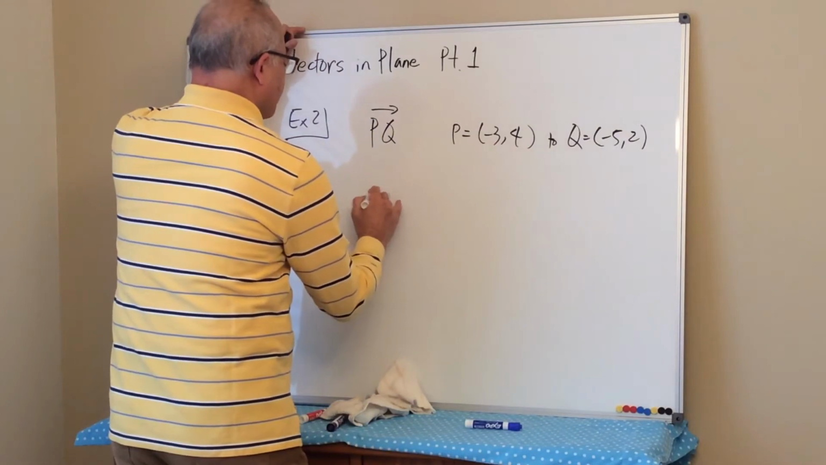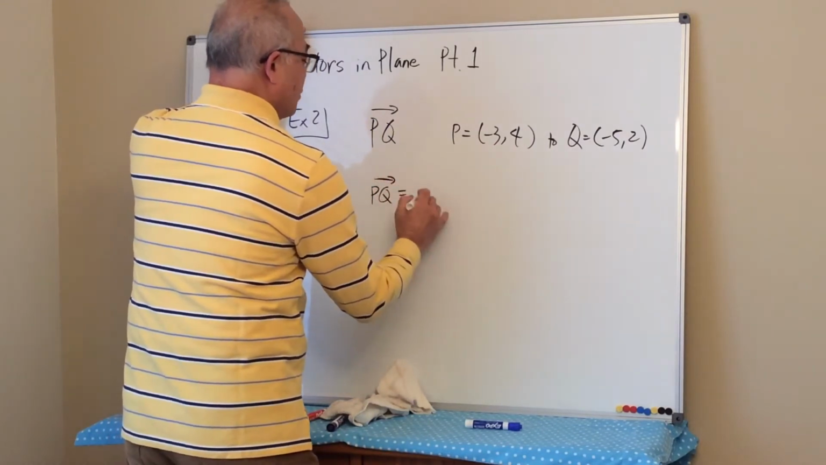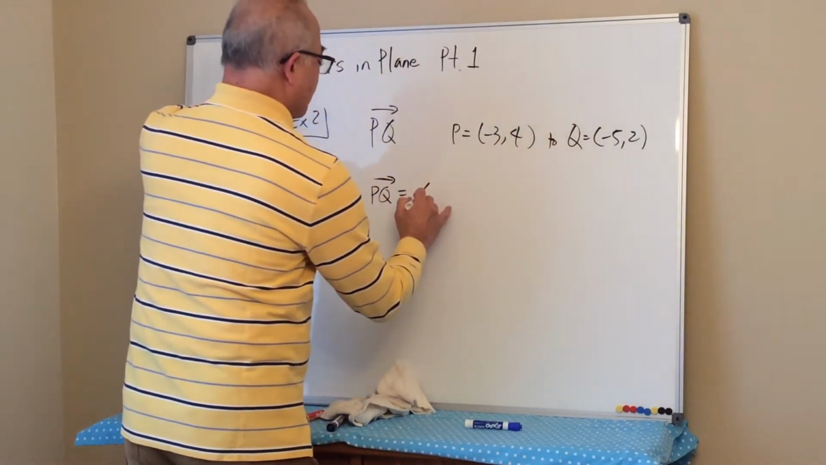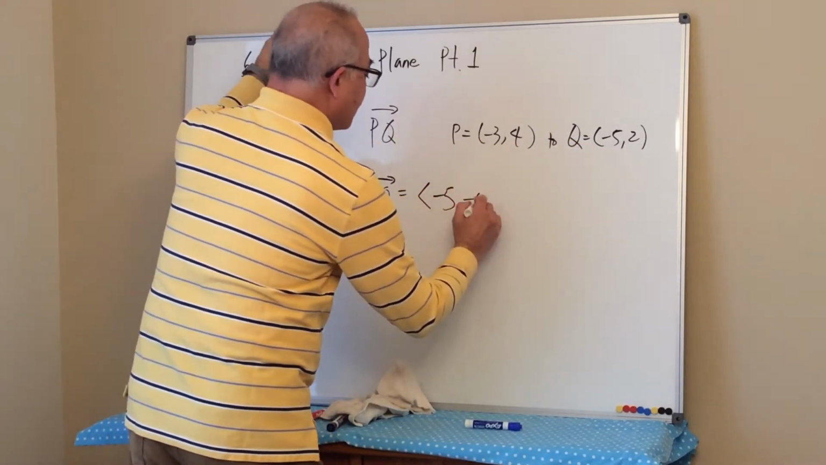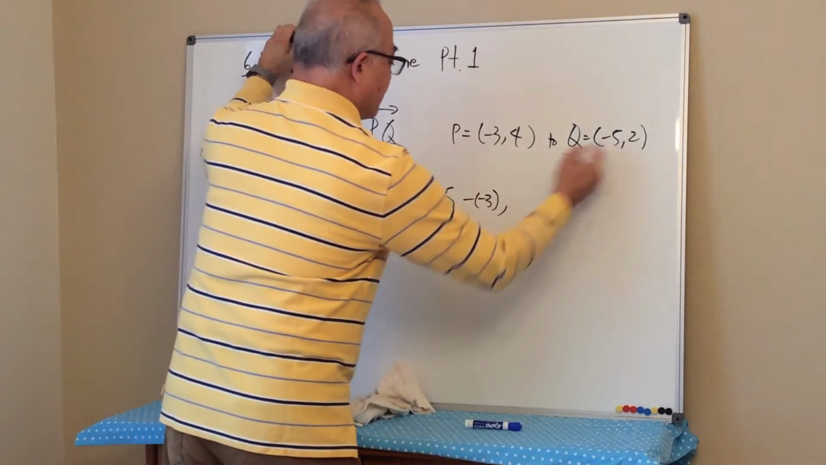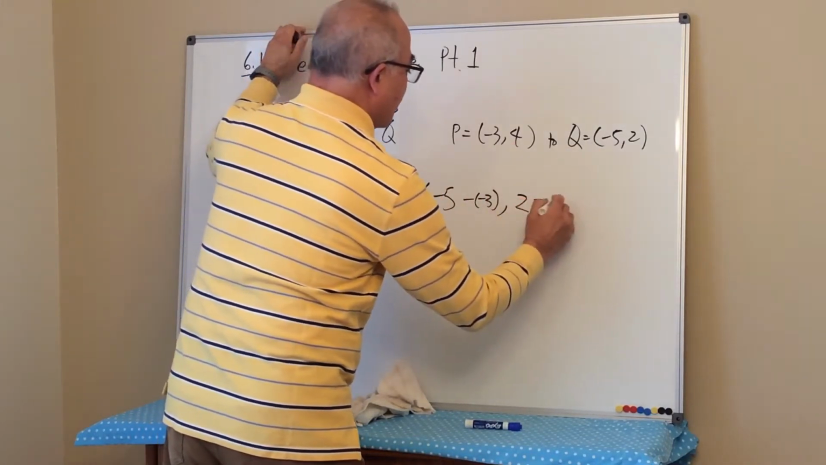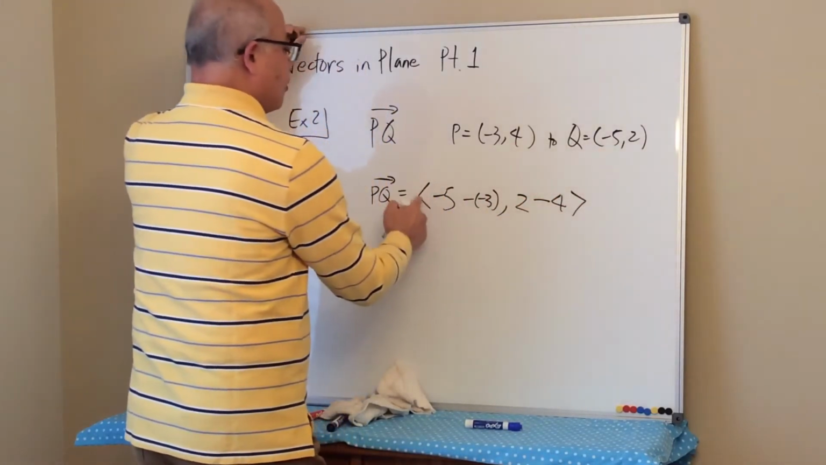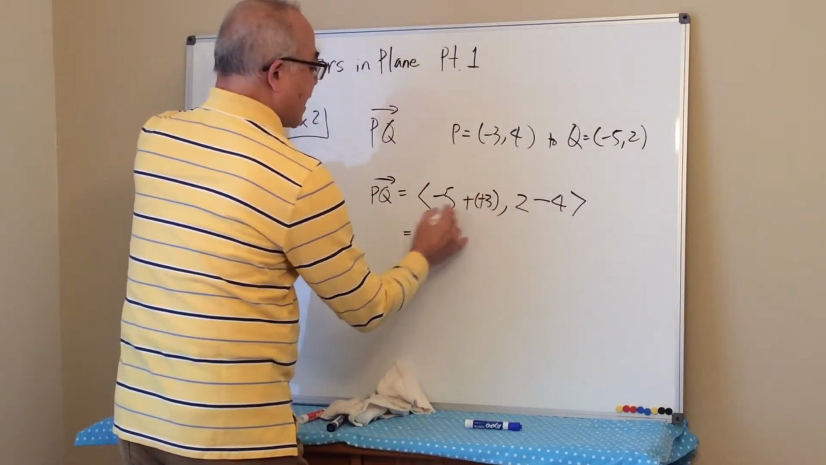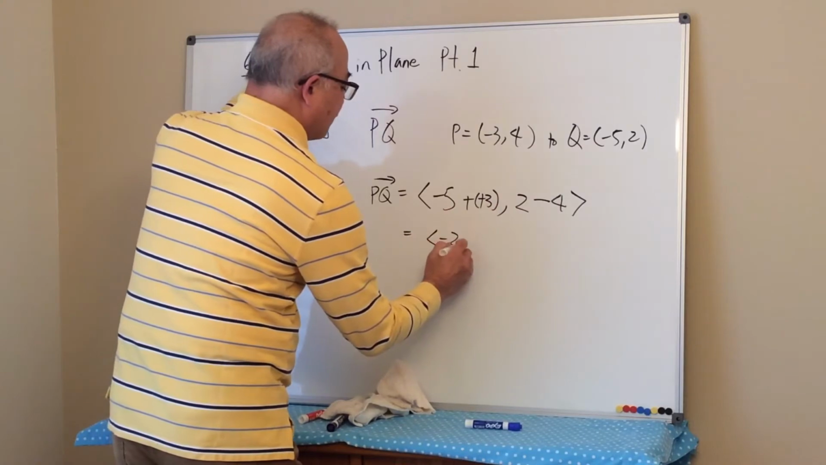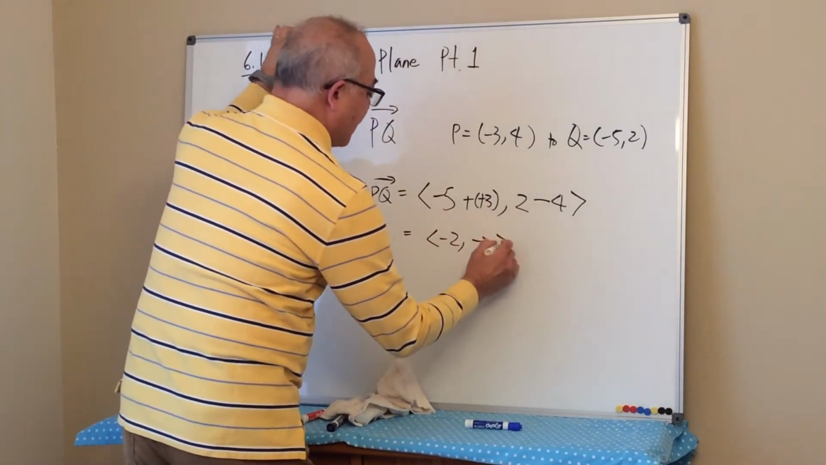So the vector PQ is going to be what? Negative 5 minus the negative 3, 2 minus the 4. Now we use these brackets because it's a vector. Okay, so this goes like that, and I get negative 2 and negative 2.